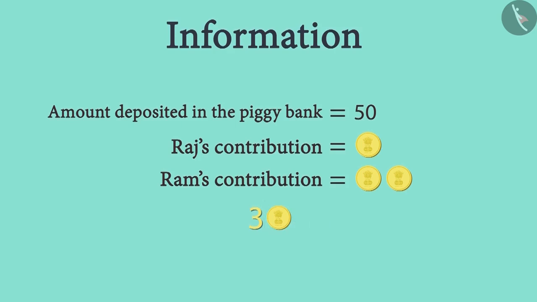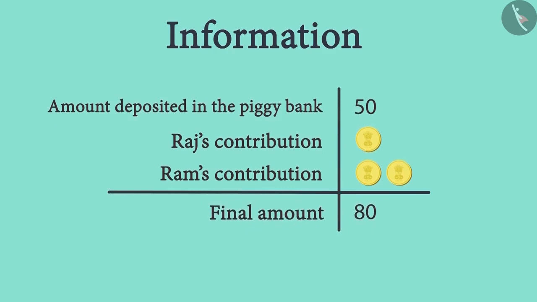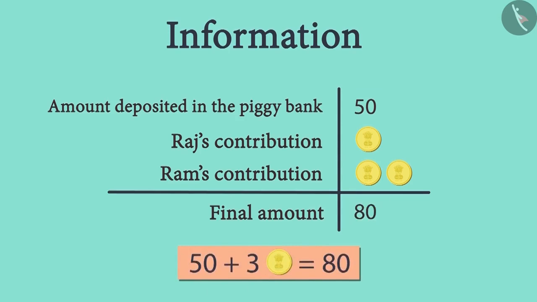Let us move ahead. We know that the amount deposited in the piggy bank is 80 rupees. So, can you explain this table? This table shows that the total of 3 coins and 50 rupees is equal to 80 rupees. So, we can write this information easily in this way. The total of the parts given on the left-hand side is equal to the final amount on the right-hand side. We have summarized all the information in a simple mathematical form.